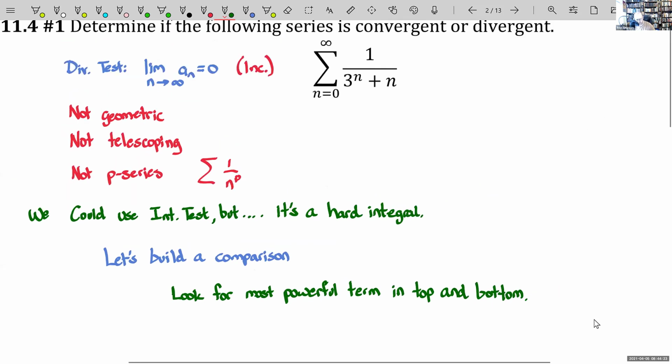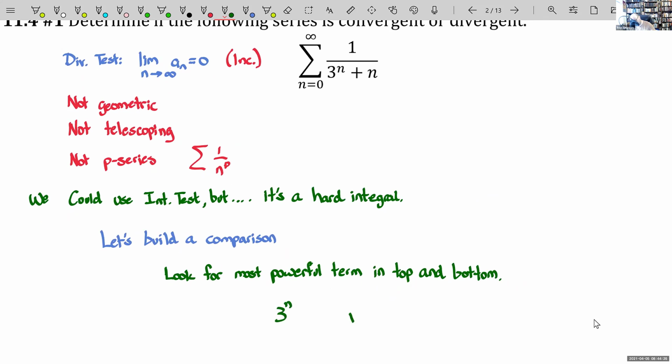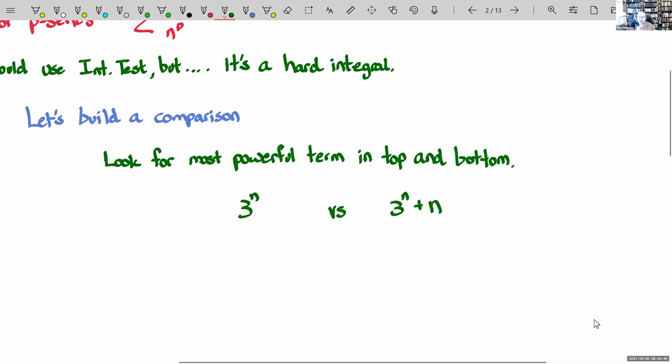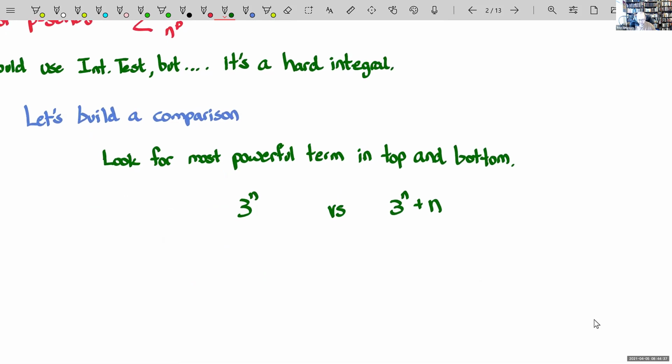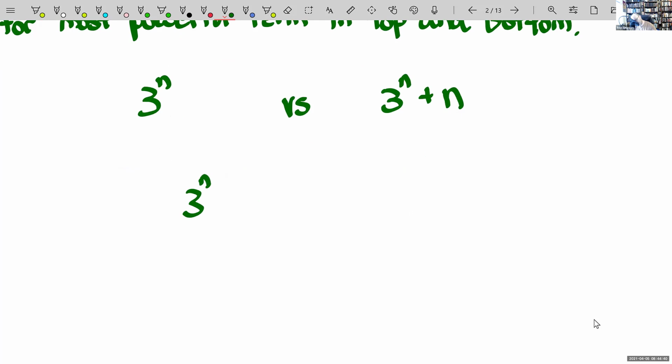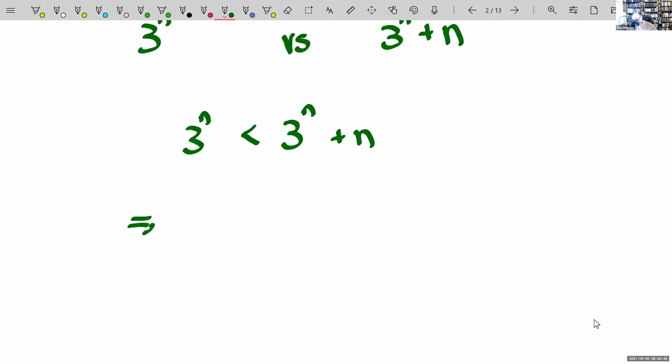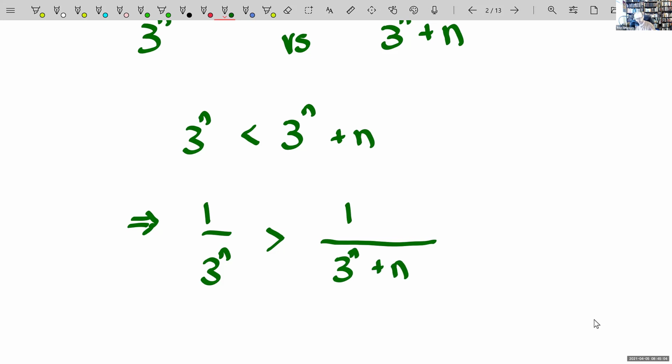So I'll just go ahead and look at the denominator, 3 to the n versus 3 to the n plus n, right? Those are the denominators there. The original denominators are on the right, and what I want to compare it to is on the left. Notice here that 3 to the n is definitely less than 3 to the n plus n. That should make sense. Taking the reciprocal of both sides, 1 over 3 to the n is greater than 1 over 3 to the n plus n. You flip the inequality when you take a reciprocal. And by the way, that's positive there.